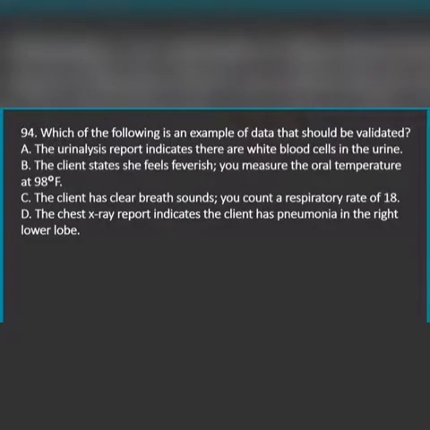Question 94. Which of the following is an example of data that should be validated? A. The urinalysis report indicates there are white blood cells in the urine. B. The client states she feels feverish. You measure the oral temperature at 98 degrees Fahrenheit. C. The client has clear breath sounds. You count a respiratory rate of 18. D. The chest X-ray report indicates the client has pneumonia in the right lower lobe.